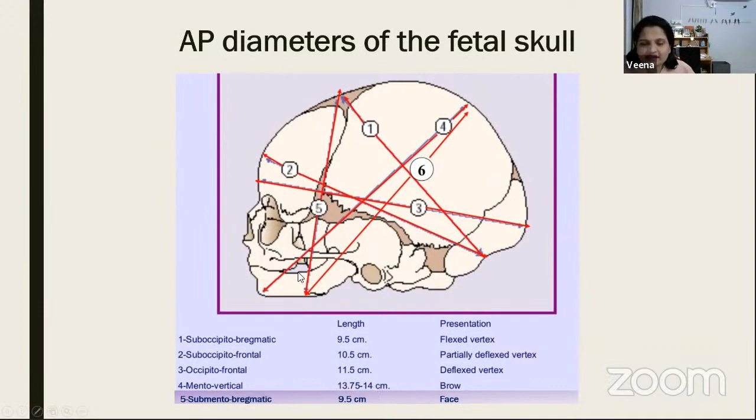And again, when the head completely extends, only the 9.5 comes into force, that is submentobregmatic in face presentation. These are the important anteroposterior diameters. So start with 9.5. 9.5 is very important for us. We already have two diameters here equal to 9.5 centimeters: suboccipitobregmatic in vertex presentation and submentobregmatic in face presentation. So 9.5 is the starting point for us for any of the usually used diameters.